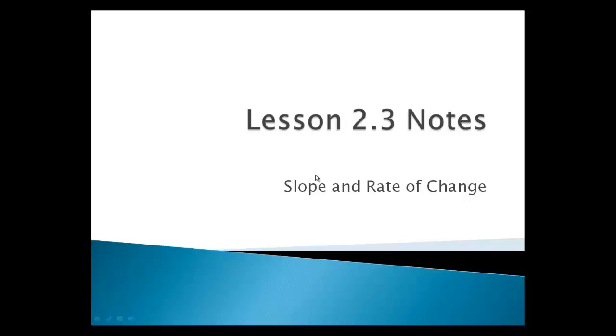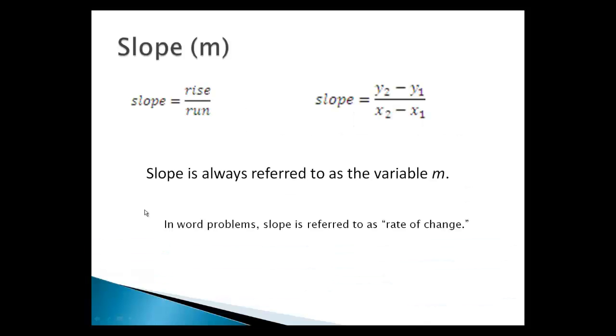Today we're doing lesson 2.3. We're going to talk about slope and rate of change. When we talk about slope, for the rest of the chapter and for most of the rest of the year, we're going to refer to the slope as m, the variable m. And in this lesson specifically, we're going to talk about slope in two different ways.